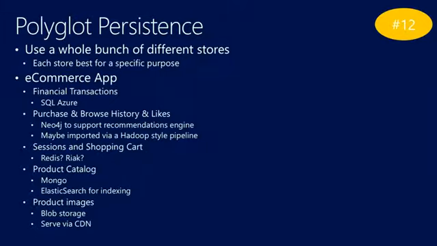You might actually be loading that using some sort of Hadoop-style big data pipeline. You probably put your sessions and shopping cart either in Redis or Riak because you want performance and you want guaranteed really strong write availability because you don't want to stop the customer from adding stuff to their shopping cart. Right? You probably put your product catalog in either Mongo and or Elasticsearch, right? So it's really easy to search across. It's well suited because you can represent a product pretty easily as a JSON document, and then you stick your product images in blob storage, serve them out via the CDN.